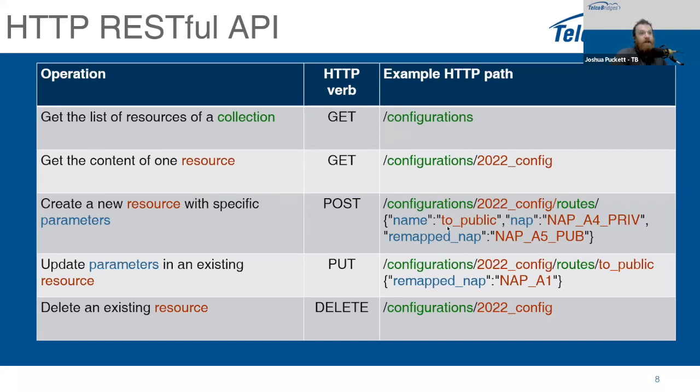So basically, I've got a call route being made here from toPublic that comes in on A4 private and then leaves through A5 public. These red things, again, are resources. These are NAPs you would create with their own custom name. So once I've created this brand new route called toPublic, if I wanted to change something, I would use a different method. Instead of post, I would use put. And if I wanted to delete everything, pretty self-explanatory, I would just delete that.